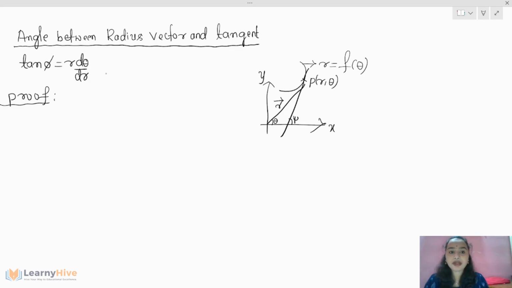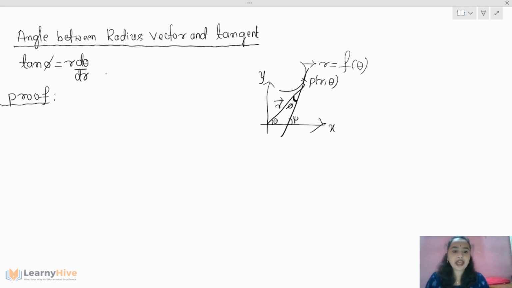Now the angle between the radius vector and the tangent: see, this line is our radius vector and this is the tangent. So between these two is our angle between the radius vector and the tangent. Let us denote that as phi. This angle we are now supposed to prove, in terms of tan phi. The abbreviations of the points and the curves are left based on the diagram.